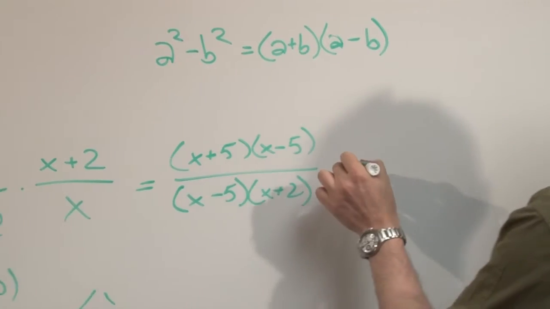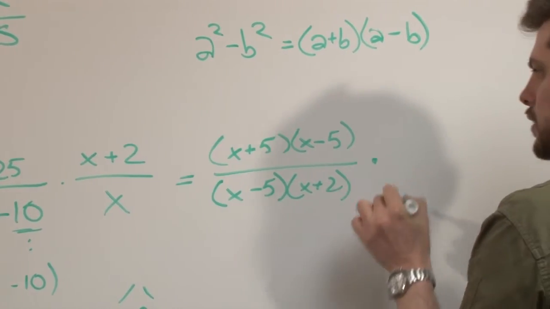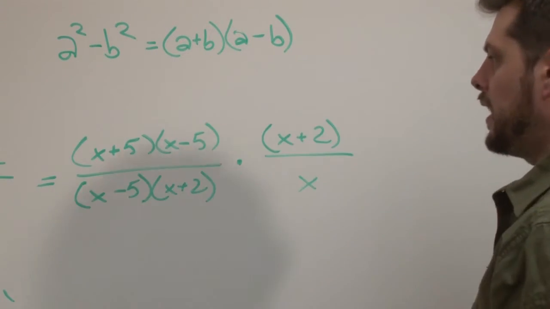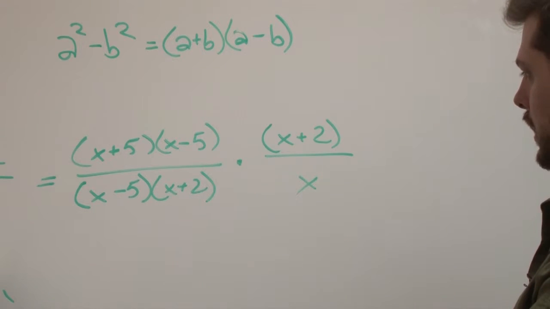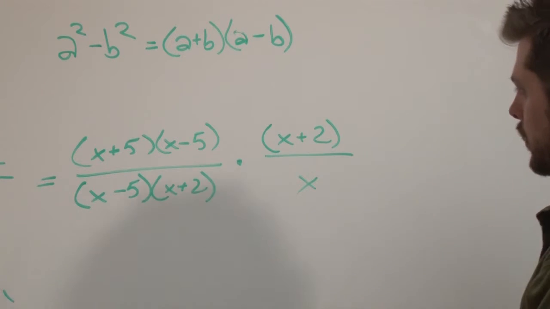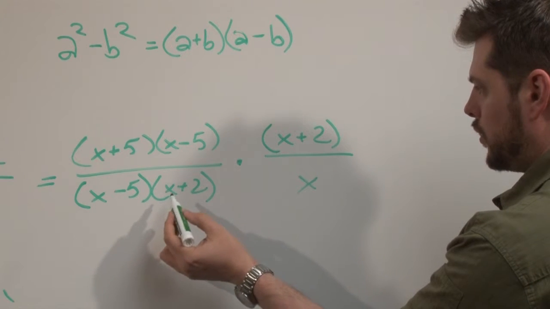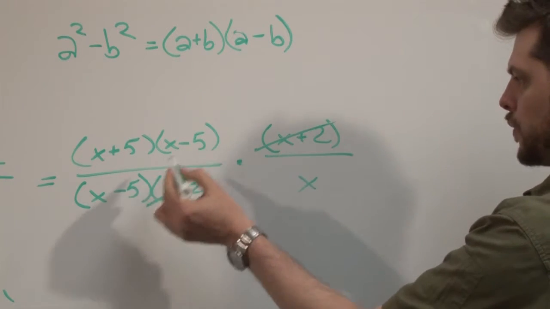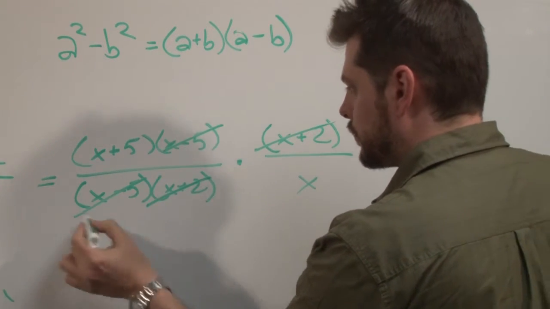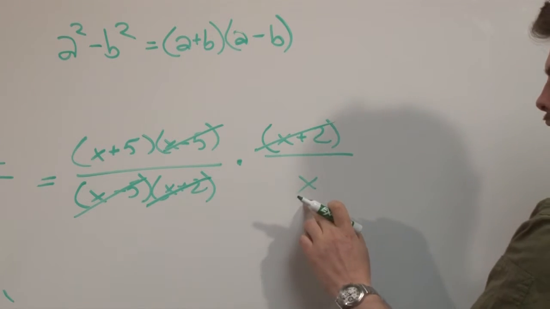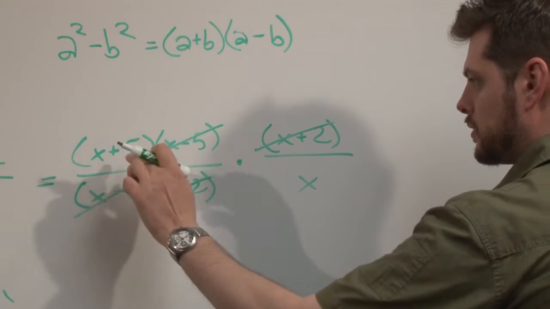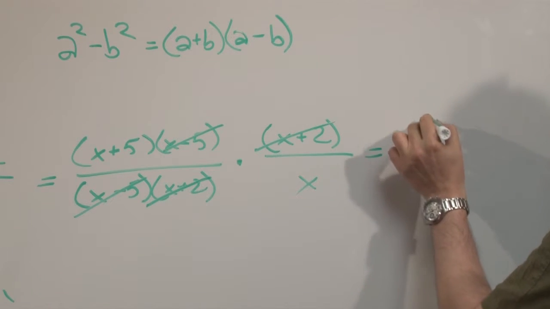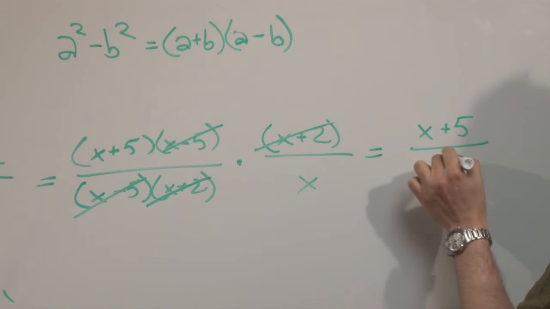And now remember, I'm multiplying this rational expression. So I have my second fraction. And now that I've got everything simplified, I can isolate, identify, and reduce. So I note that I have x plus 2 in the numerator and x plus 2 in the denominator, so those are going to reduce. And I have x minus 5 and x minus 5, so those are going to reduce. And that's it. This is not the same thing as this. So x plus 5, that quantity is not the same as x. So what I'm left with is just x plus 5 over x.